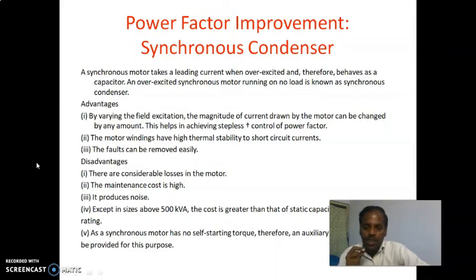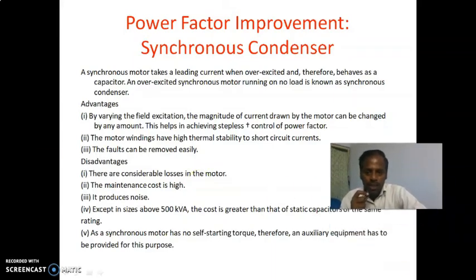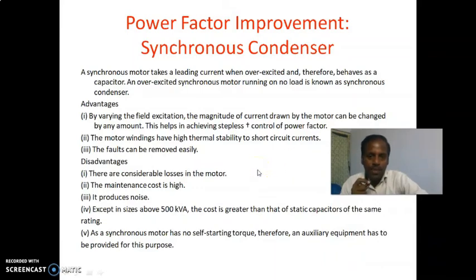There are some disadvantages. Compared to a capacitor, which has only electrostatic losses, the motor has more losses because the efficiency of the motor is very low. There are dynamic losses, mechanical losses, and magnetic losses in the motor. Maintenance cost is higher compared to a static capacitor, and it produces noise because it is a rotating component. Except in sizes above 500 kVA, the cost is greater than that of a static capacitor of the same rating.